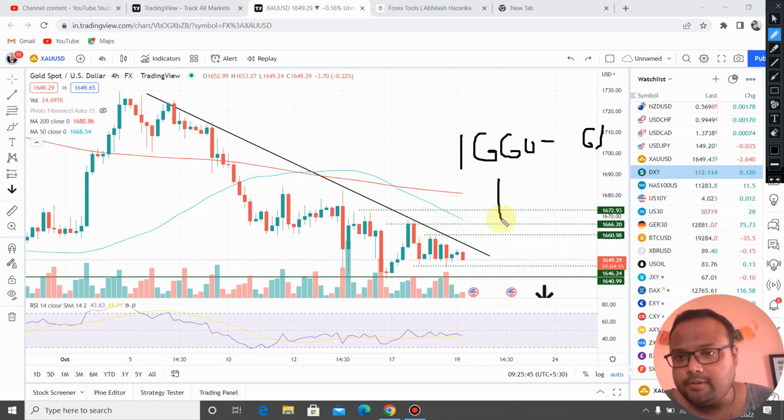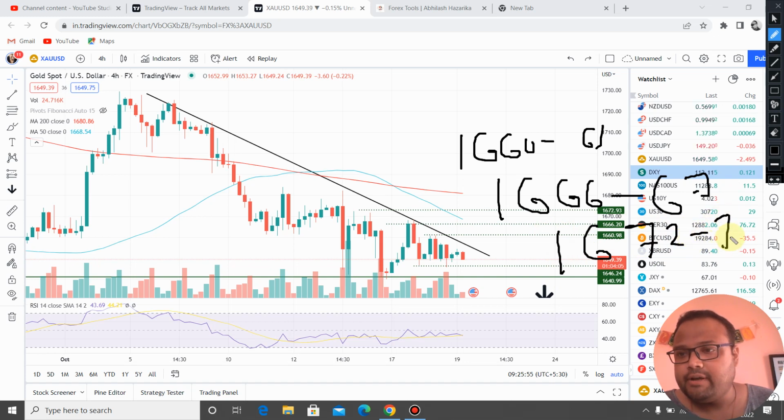Then we have got 1666 to 67, then the third resistance around 1672 to 74. So 1660 to 1661 is the first resistance, R1. 1666 to 67 is the R2. Please write down the numbers. If you are confused, then 1672 to 74 is the R3, resistance 3.